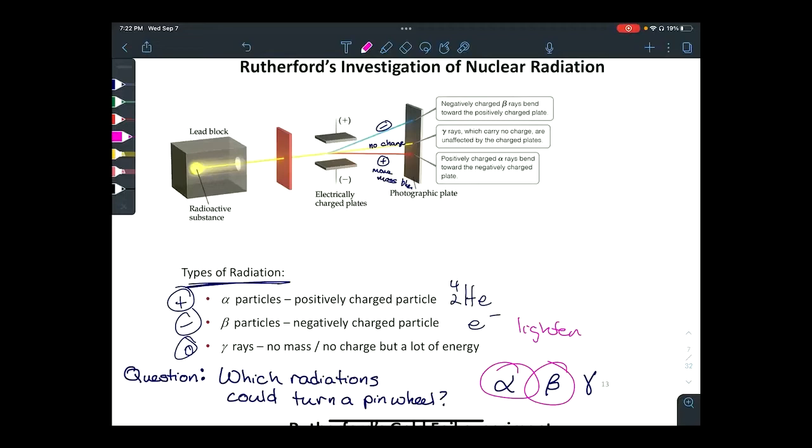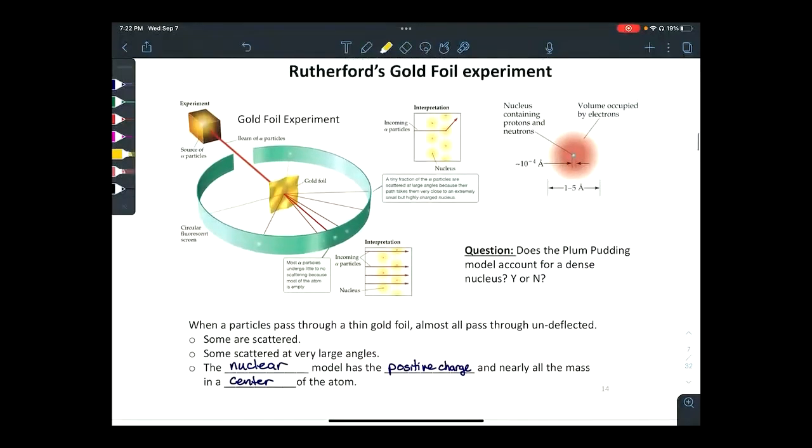Okay, so those are radiation sources. Why do we care? It's because of Rutherford, and this is why Rutherford won the Nobel Prize. He didn't win it for the previous experiment. This is his gold foil experiment. He used alpha particles. Remember, alpha particles have lots of mass. They're positively charged. They're helium nuclei. He used alpha particles to learn more about the details of an atom.